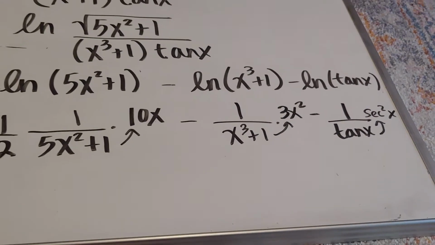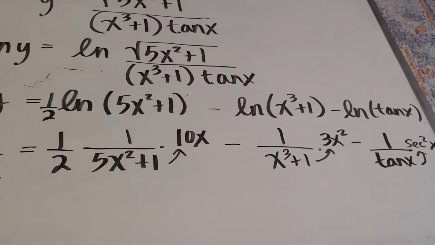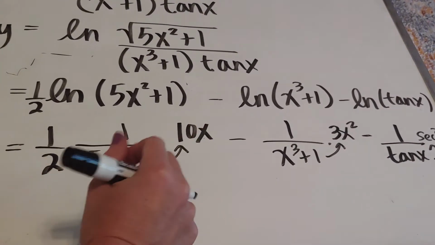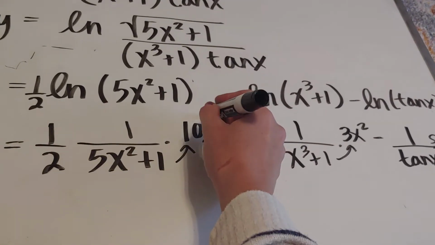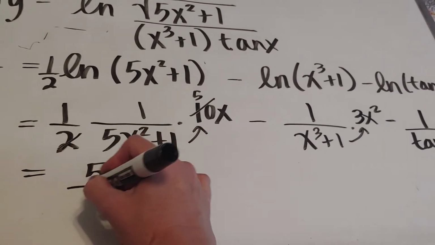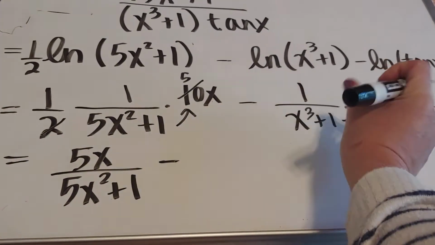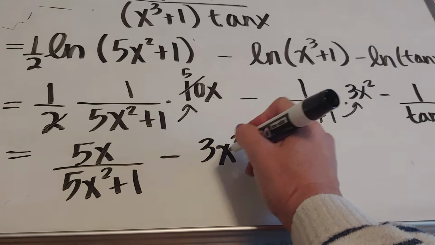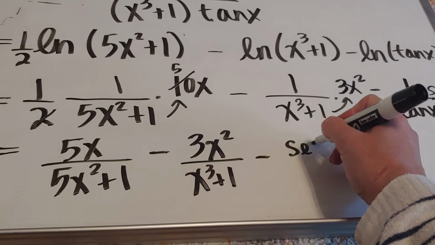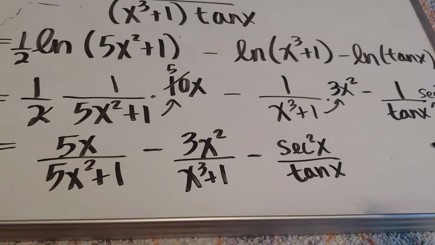Okay, now I got to pause this for just a moment so I can get myself a little bit more room. Before I rewrite this, here's what I'm going to do. I'm going to squish these guys together. So when I squish, the 10 and the 2 will reduce to a 5. So this will be 5x over 5x squared plus 1. I'm going to squish these guys together, which is 3x squared over x cubed plus 1. And then I'm going to squish those together and not do anything creative. I'm going to be lazy and just call it a secant squared over tan. That's cute enough.